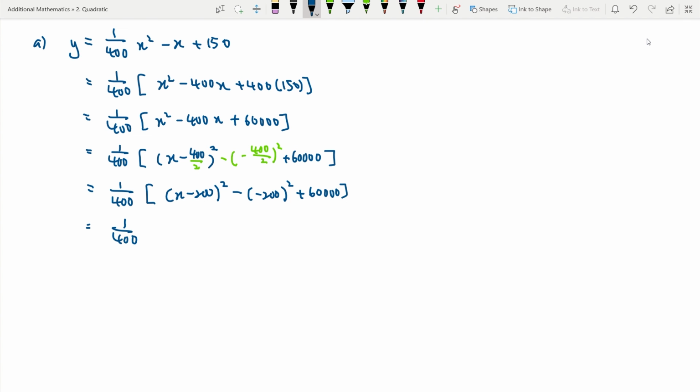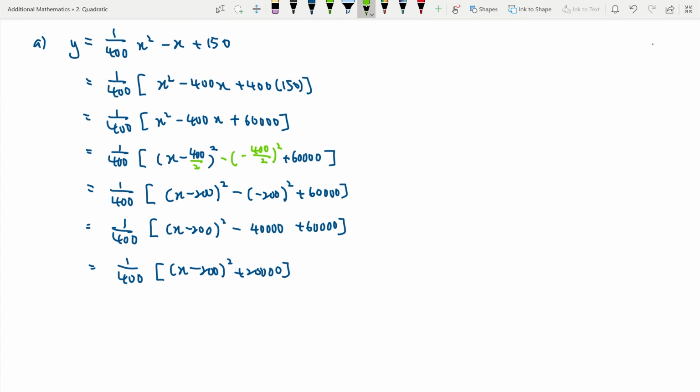Continue. 1 over 400 bracket x minus 200 squared minus negative, negative we get a positive, 200 squared, we get 40,000 plus 60,000, which is x minus 200 squared plus 20,000. Then we expand. We get 1 over 400 bracket x minus 200 squared plus 50.